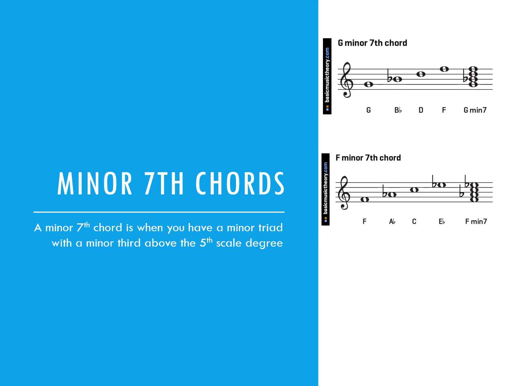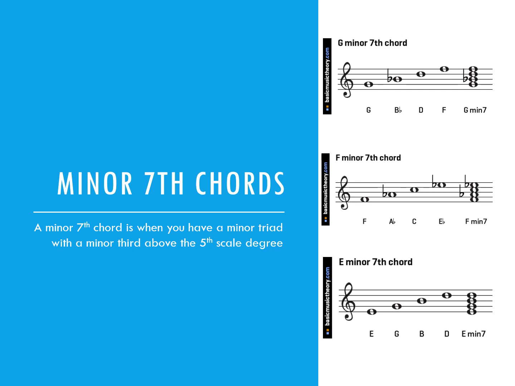Lastly, an E minor seventh chord consists of the triad E, G, B, which is a minor triad, adding the D above the B, which would be a minor third, to make an E minor seventh chord with E, G, B, and D.